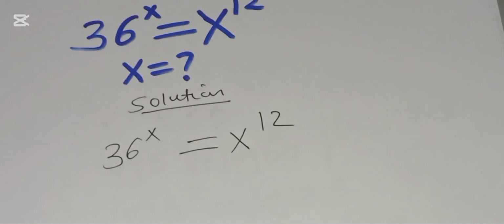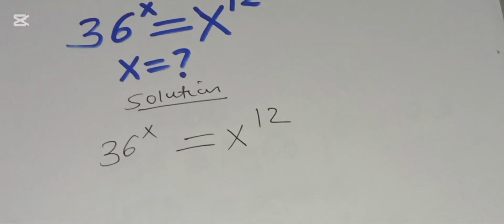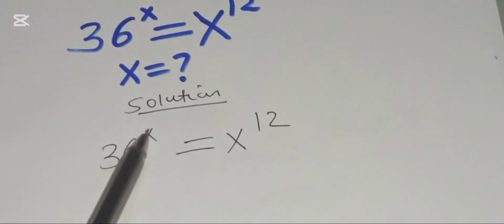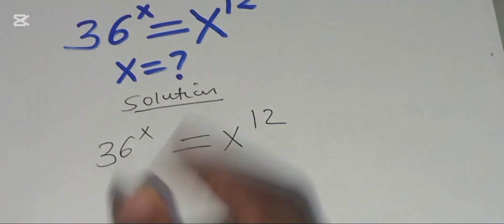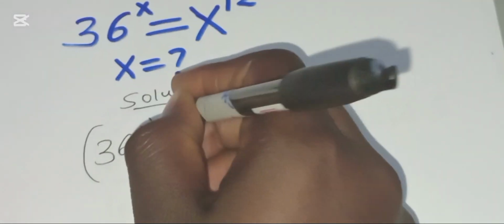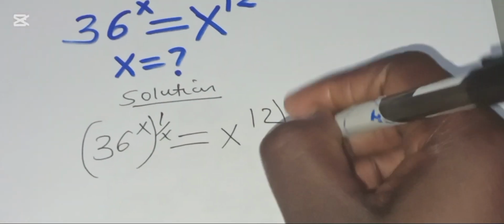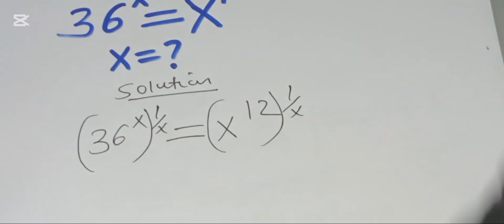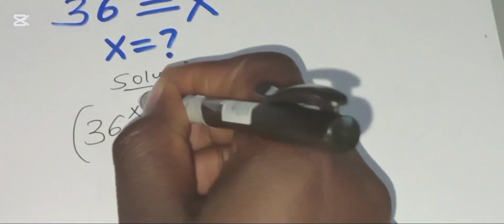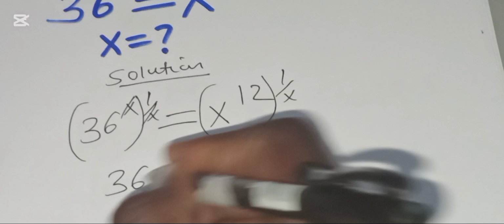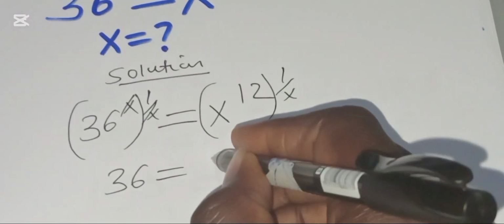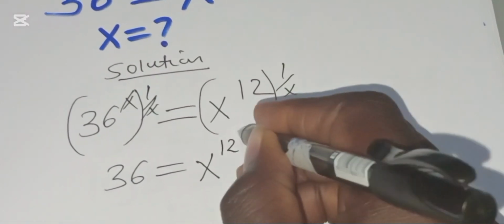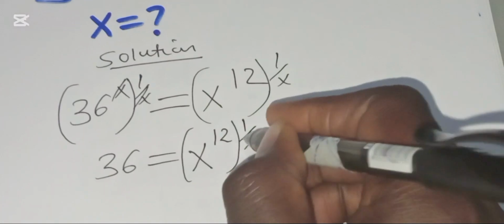From here, the first thing to do is eliminate the exponent x. How do we do that? We multiply both sides by 1 over x. If you simplify here, we're going to have that 6 is equal to x raised to power 12 raised to power 1 over x.